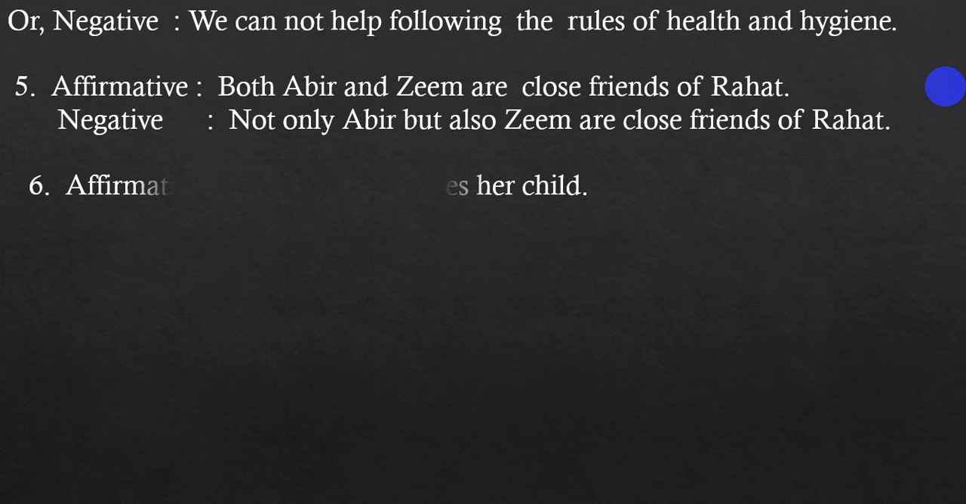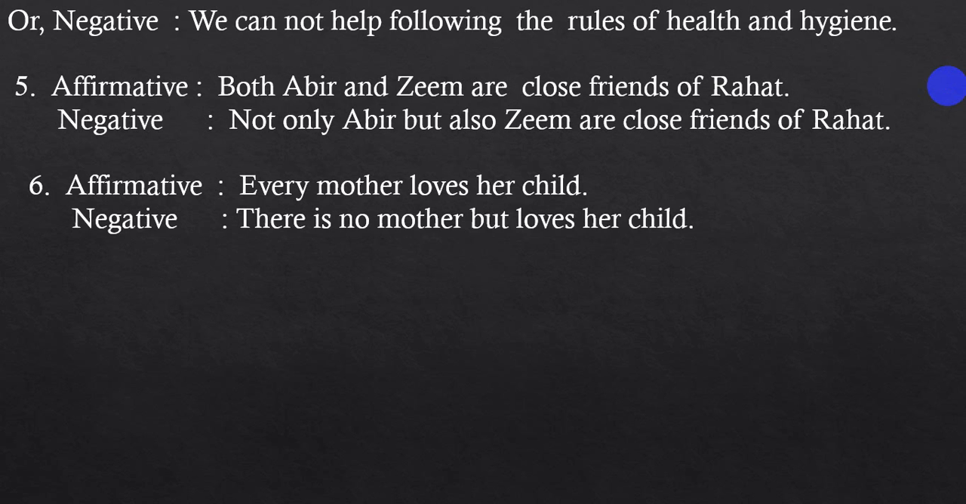Serial number 6. Affirmative sentence: Every mother loves her child. Note: if the affirmative sentence is done adding every, it will be negative using the structure: there is no plus given noun plus but plus rest part of the given sentence. So according to the structure, the negative sentence is: There is no mother but loves her child.